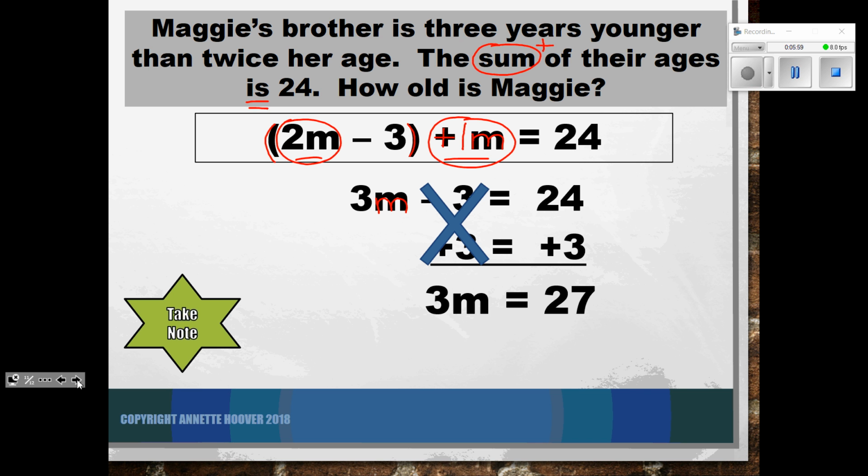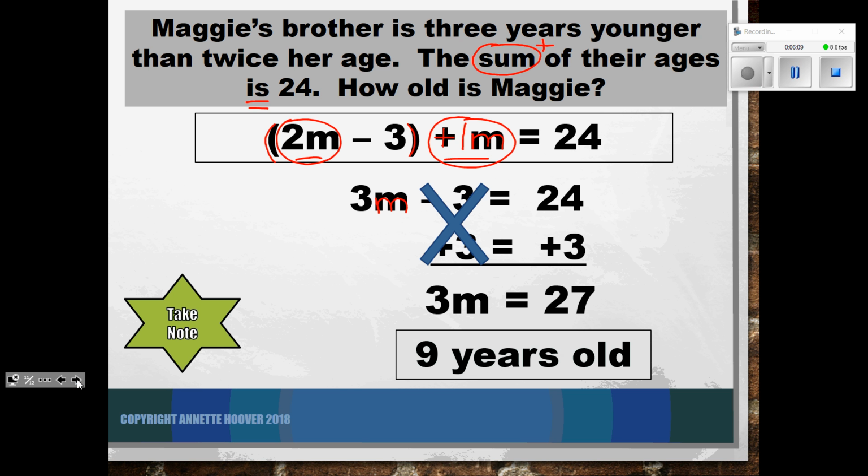Now m is being multiplied. That means 3m means 3 times m. So m is being multiplied times 3. So now we divide both sides by 3, and you would get 9 years old. Showing what's dividing by 3 there.